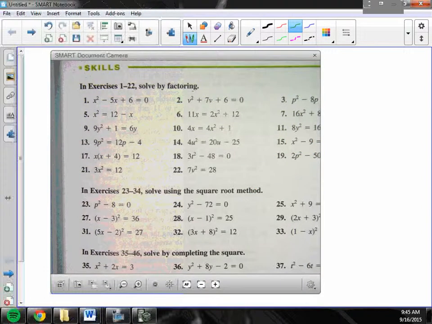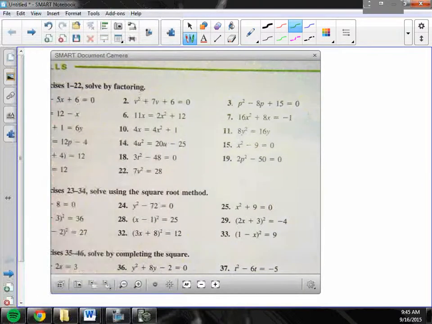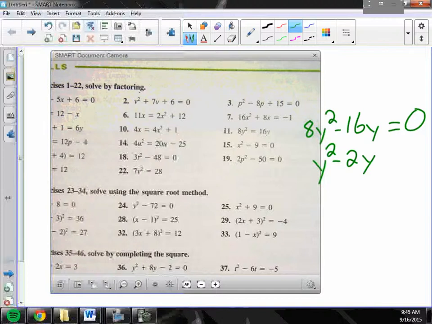How are you going to solve number 11? So number 11, 8y squared equals 16y. So 8y squared minus 16y equals 0. Oh, you can take the 8 out. It doesn't matter. Y squared minus 2y. How do you factor this? I could divide by y, but dividing by y will delete one of my answers, right?